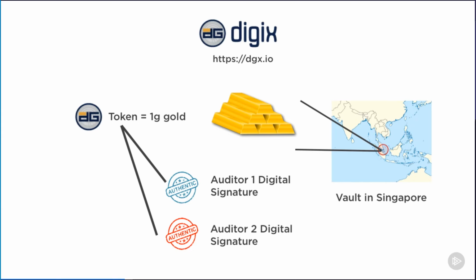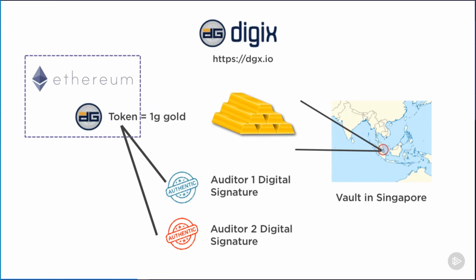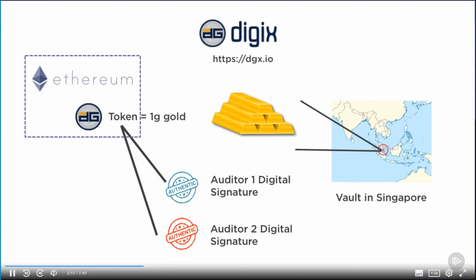Digix is reminiscent of e-gold, the first widely used digital currency that eventually was shut down by the US government. Digix claims improved decentralization and less risk of shutdown since the gold certificates are maintained on Ethereum's decentralized network rather than a database in the Digix offices.